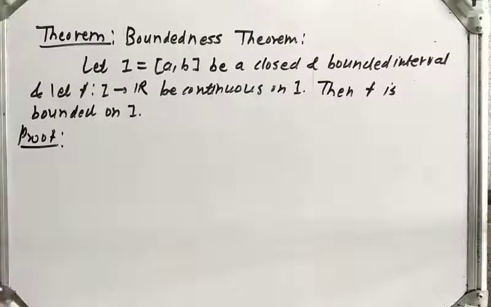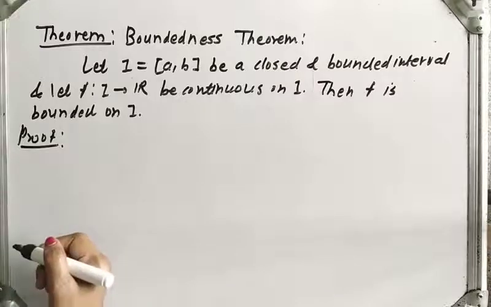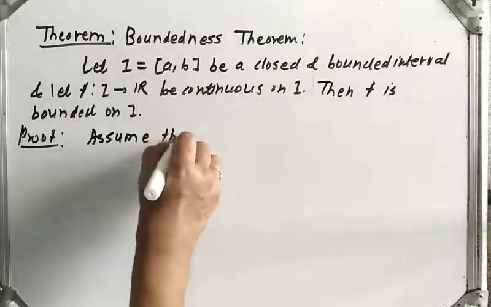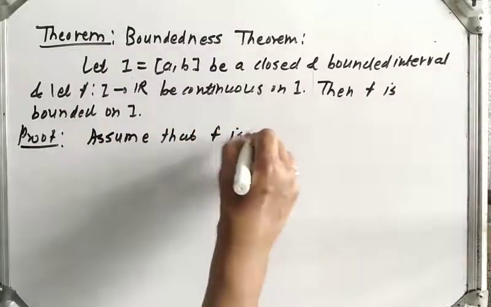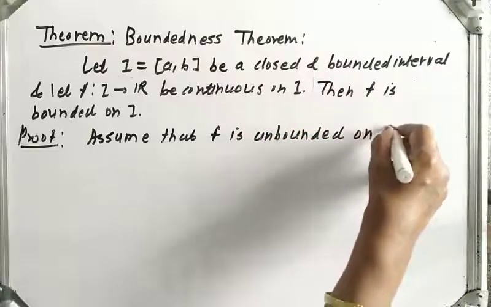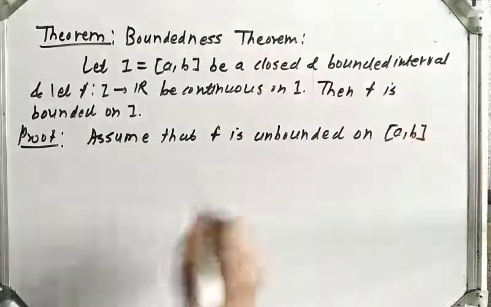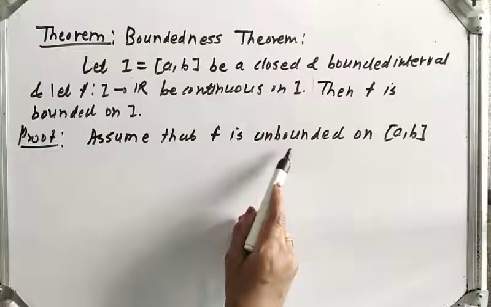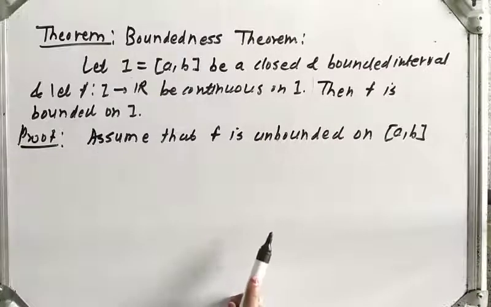So we will assume that f is not bounded on AB. Assume that f is unbounded on the closed interval AB. Okay, we have to prove it is bounded. Assume it is unbounded. Later we will get a contradiction.